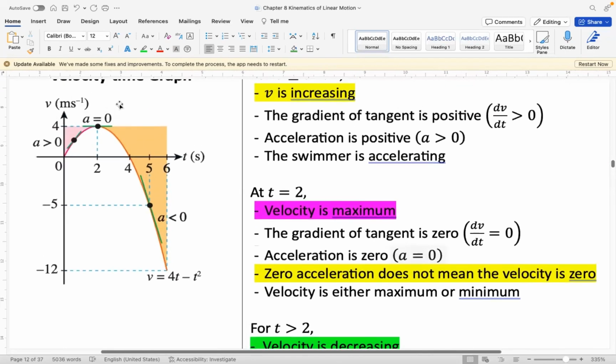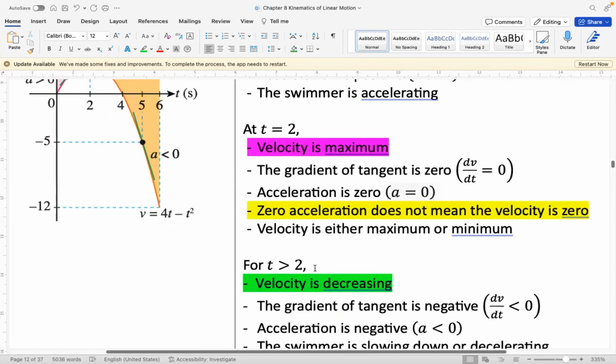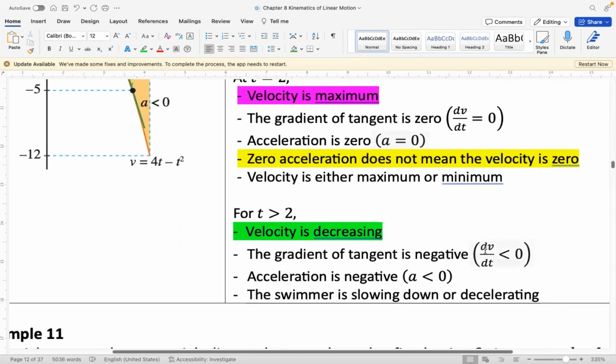That means dv/dt is less than 0. dv/dt is a, that means a is less than 0. So when t is greater than 2, we have dv/dt less than 0, a less than 0. That means the swimmer is slowing down or decelerating.